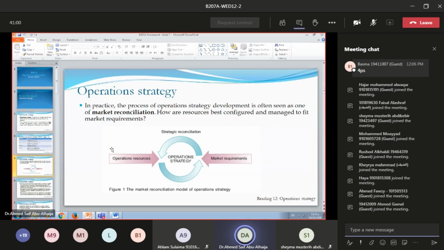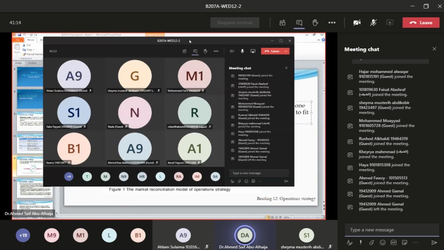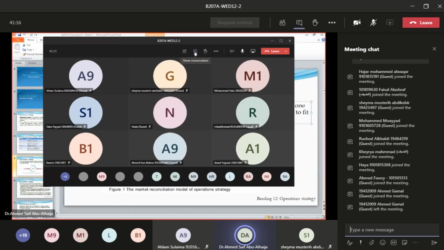Now, we will consider a new concept called market reconciliation. What's the meaning of this definition? Who can tell me the definition? Anybody? Any clues? Any efforts to try to answer, even to make some mistakes? No problem. It is totally okay to make mistakes. We learn from our mistakes, right?